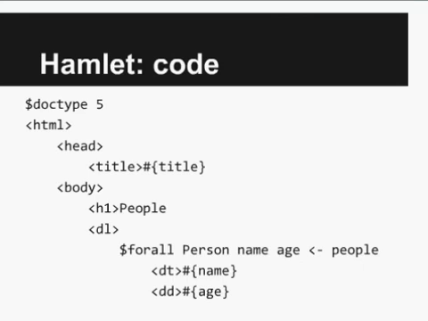Some of the things to point out here, you'll see on the fourth line where we use title, there's actually that hash with curly braces and then the word title. That's referencing directly a Haskell variable. Also, when we have the for all line, we refer to the people variable, and we loop over all of the values inside people and place them into this person constructor with name and age.